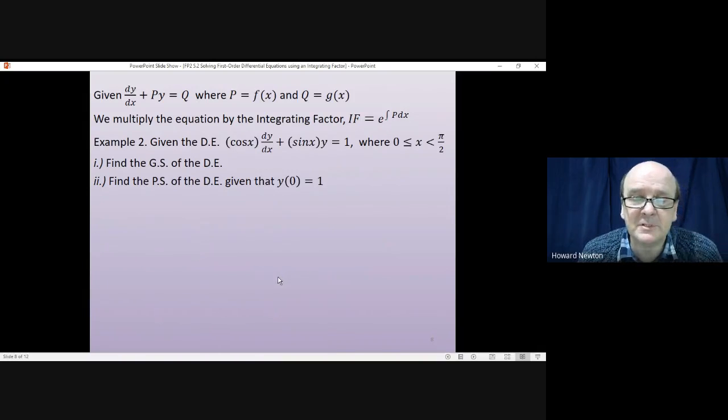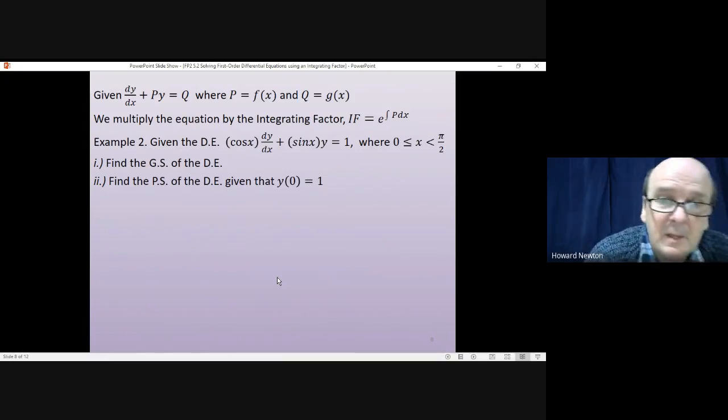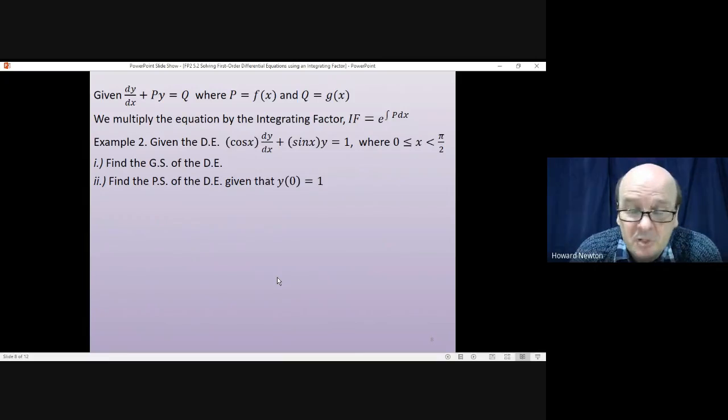Okay, example 2. It's very similar. Given the differential equation cos x times dy by dx plus sin x times y equals 1, as before, we're going to have to find the integrating factor first, then find the general solution, then find the particular solution given that y of 0 equals 1.